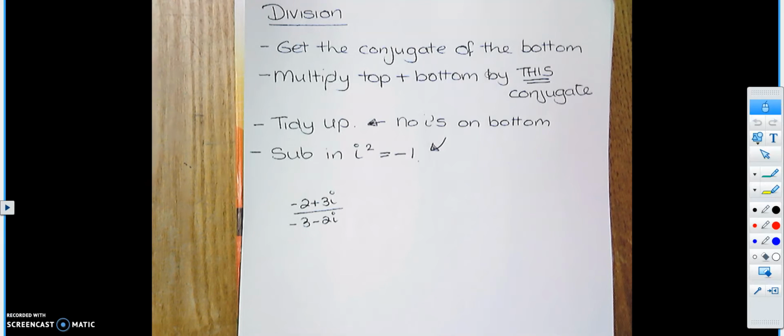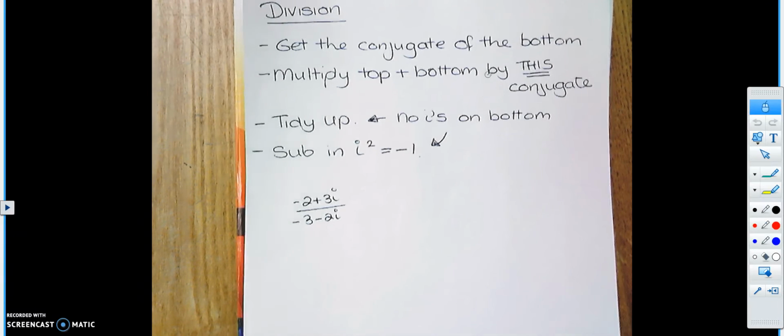Okay, so you multiply it all out, then tidy it up. When you tidy it up, you should have no i's in the bottom row. And then finally sub in your i squareds being equal to -1.